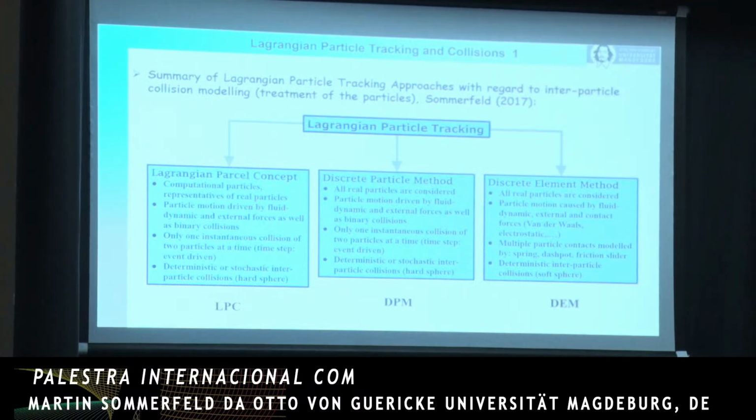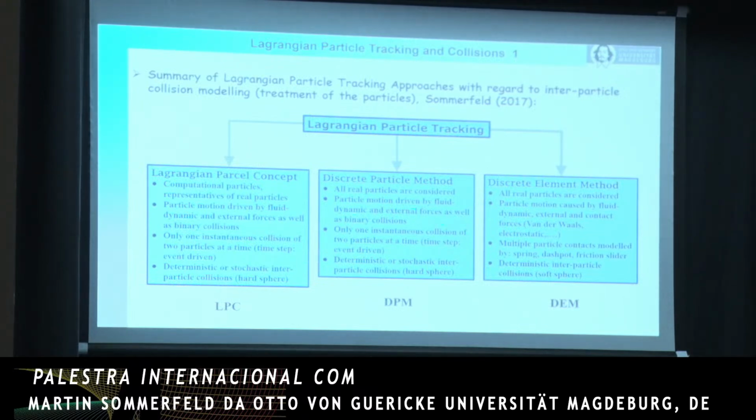Mostly in this kind of simulation, you use a hard-sphere collision model, and people even use it for bubbles or droplets, which can be only a fluid. Then we have the discrete particle method, where you track all the particles. The particles are moved based on the fluid forces, the interfacial forces, and external forces, of course.